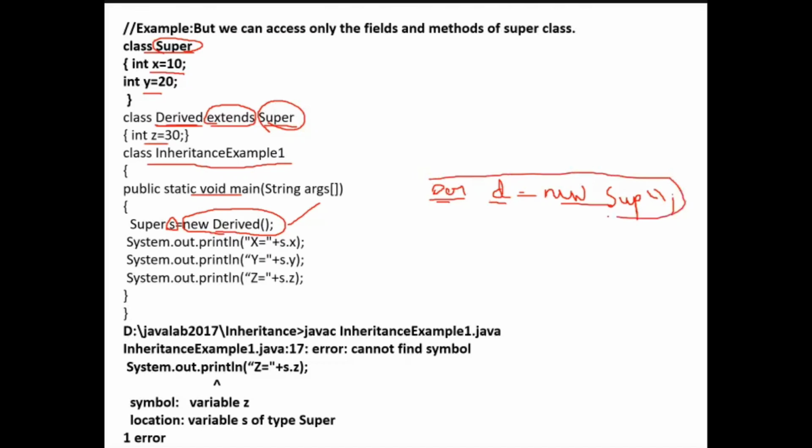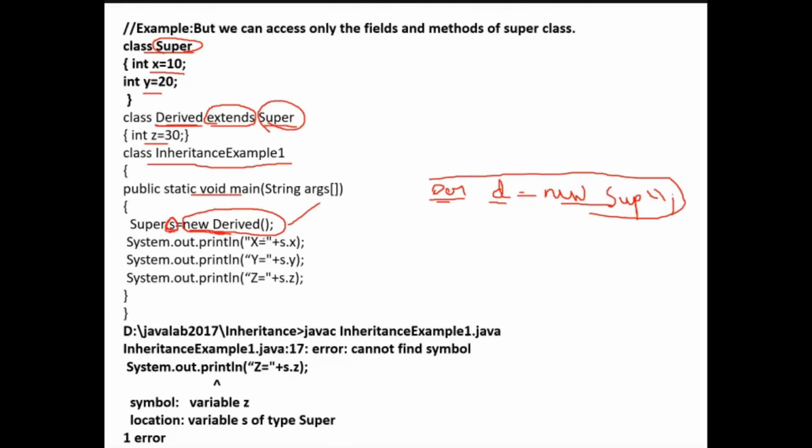A ClassCastException will occur, but this is possible. Even though it is assigned to a superclass reference, you can access only the superclass data members. You cannot access the derived class members, even though this derived class object is stored in the superclass reference. You can access only superclass members. You cannot access the derived class members.